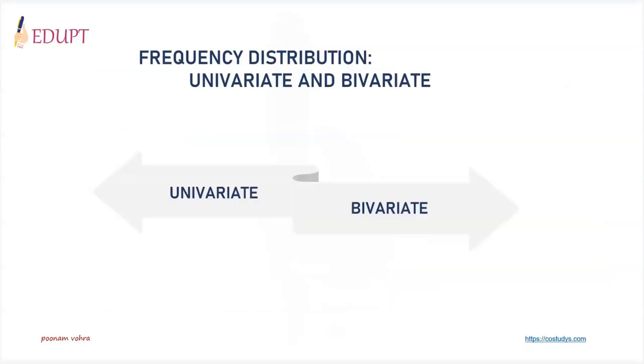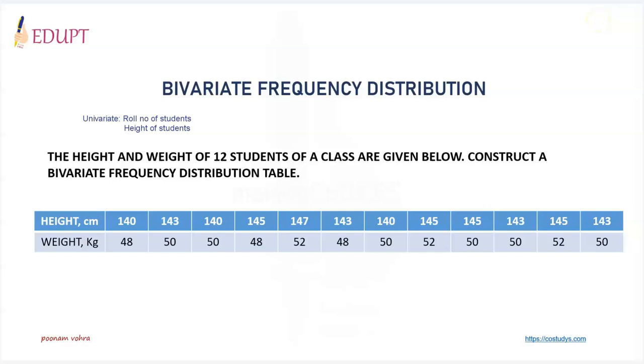Frequency distribution can either be univariate or bivariate. Univariate is when the data is classified on the basis of a single variable, whereas bivariate is when the data is classified on the basis of two variables. Let us understand this with the help of an example. The example for univariate frequency distribution is when, for example, roll number of students and their heights are given. So height is the only variable here.